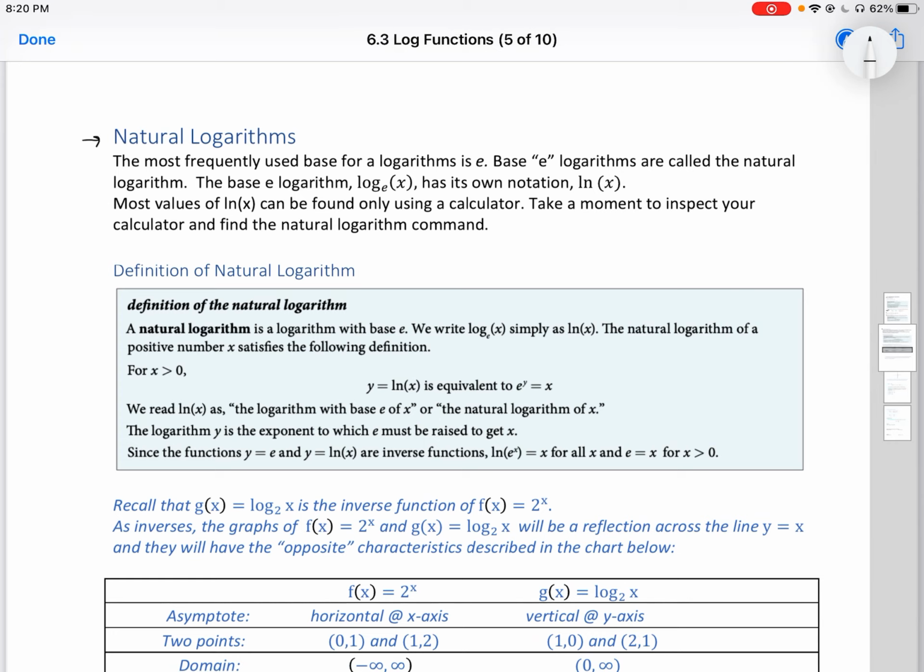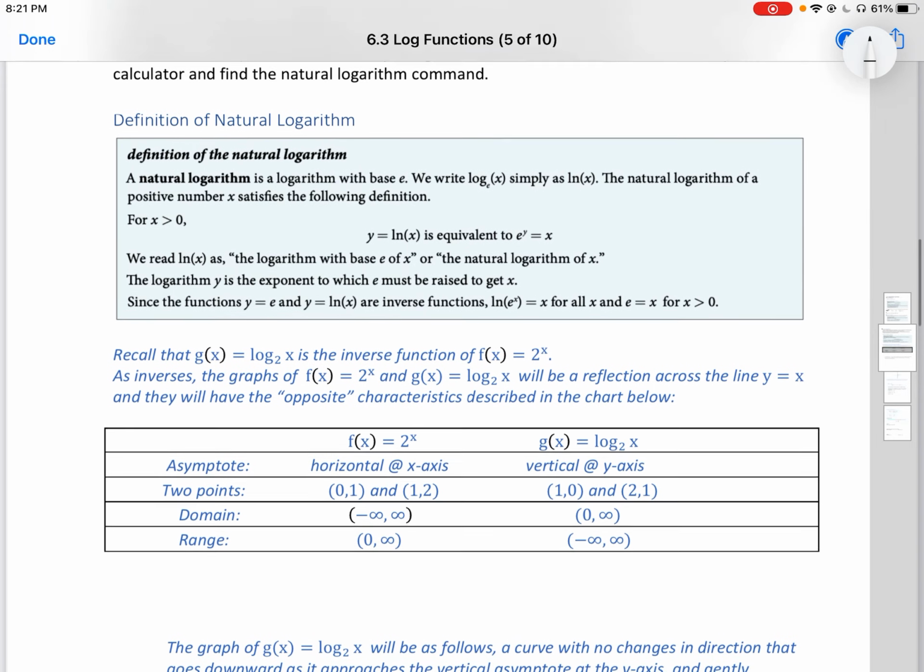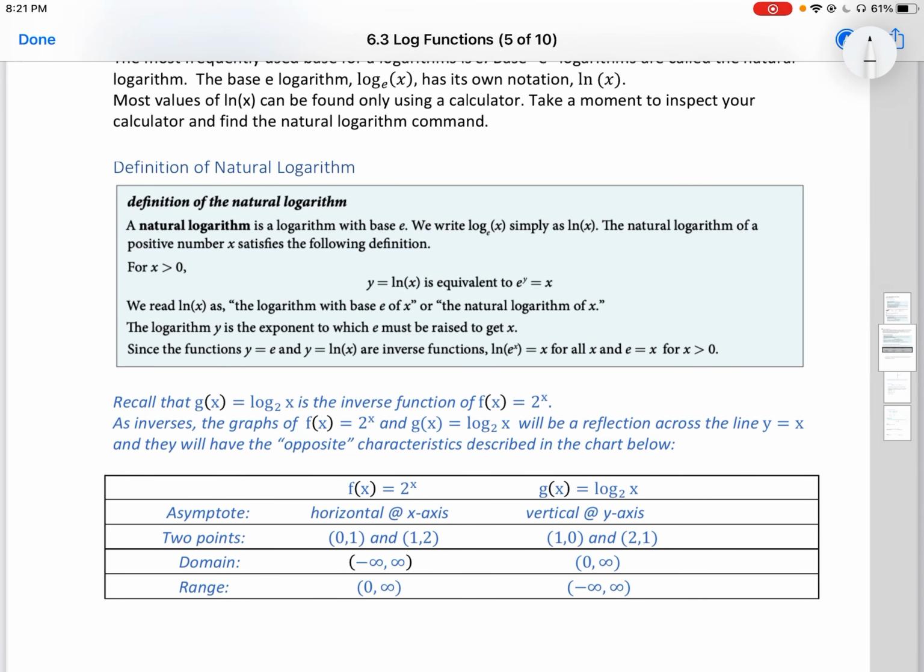Natural logarithms. The most frequently used base for a logarithm is e. Base e logarithms are called the natural logarithm. The base e logarithm, log base e of x, has its own notation, ln of x. Most values of ln of x can be found only using a calculator. Take a moment to inspect your calculator and find the natural logarithm command. Depending on your calculator, usually if you have an e to the x button, the ln is a shift and it's written slightly above, or vice versa.